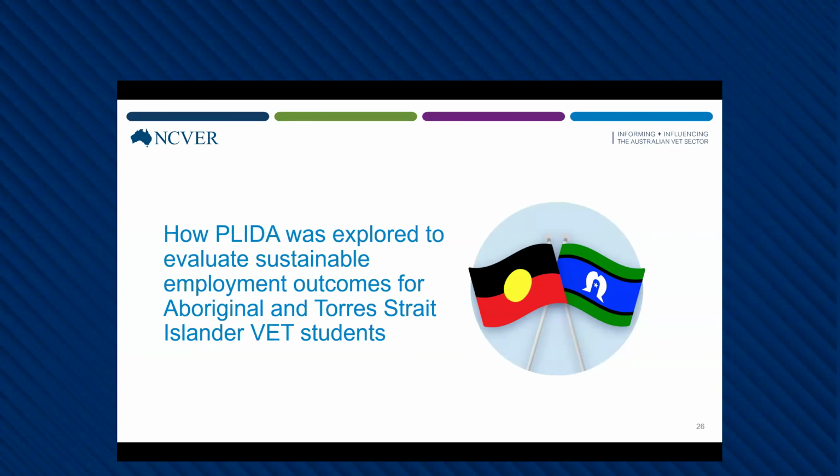In this next section, I'm going to be sharing how NCVER explored PLIDA to evaluate sustainable employment outcomes for Aboriginal and Torres Strait Islander students. This example will cover several of the considerations that I have just discussed in the previous slides. I'm going to be talking through some methodological detail, and some of the results may seem quite technical for non-data people, so please bear with me while I go through these. The full report for this analysis was published in October 2023 and can be accessed from the NCVER portal.